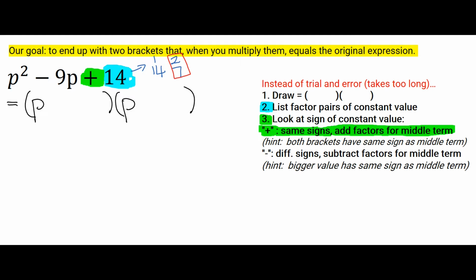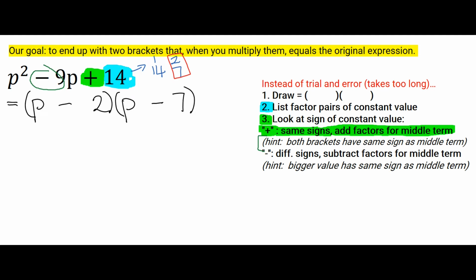So we're now just going to list the 2 and the 7 like so. And then we'll check out a little hint over here. The hint says that both brackets have the same sign as the middle term. So what sign does the middle term have? It's a negative sign. So we need to put a negative sign in between each of the values in the brackets, and that will give us the 2 brackets.